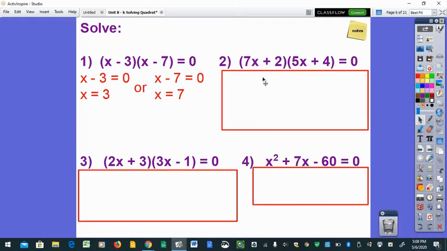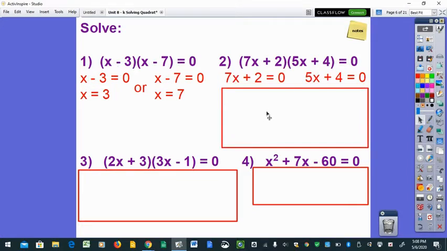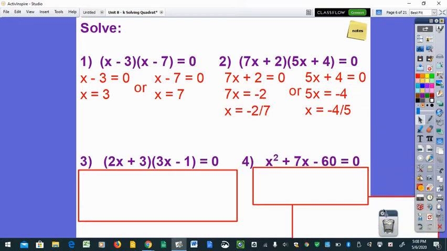To number 2, I'll tell you, this is where people make mistakes, because they'll just go in here and say, oh, it's -2 and -4. No, no, no. This is going to be a two-step equation this time. This was only a one-step. So either the 7x plus 2 has to equal 0, or the 5x plus 4 has to equal 0. You're going to subtract 2 and divide by 7. You're going to subtract 4 and divide by 5, and there would be your two answers.